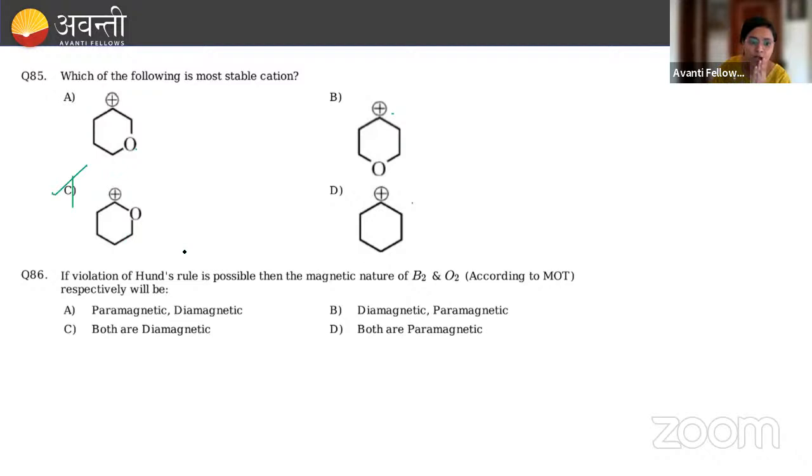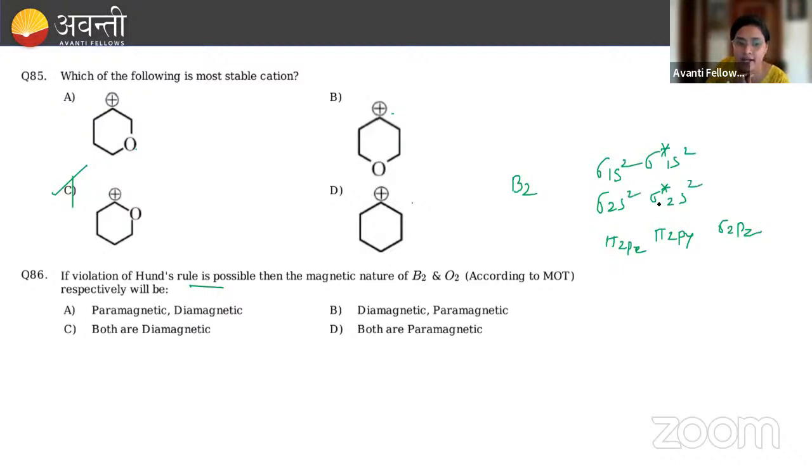Now, violation of Hund's rule is possible when we consider the magnetic nature of B2 and O2. So, we need to consider MOT, that is molecular orbital theory. For B2, the electronic configuration is sigma 1s, sigma star 1s, sigma 2s, sigma star 2s. Next is pi 2px, pi 2py, and sigma 2pz. Boron, how many electrons? 5, 5, 10. So 2, 2, 2, 2. It is saying that violation of Hund's rule is there.